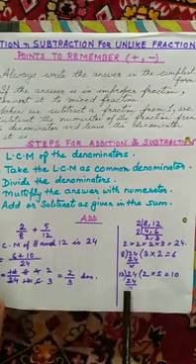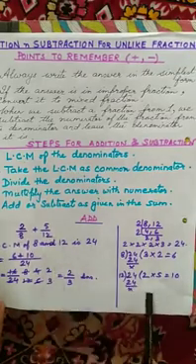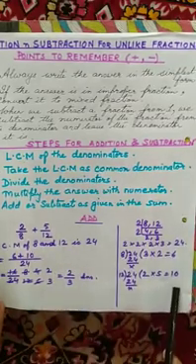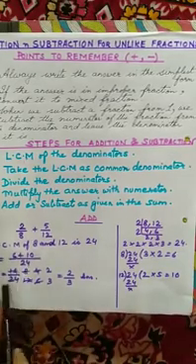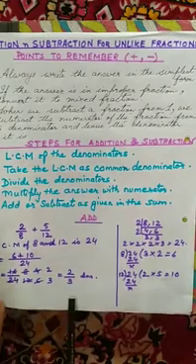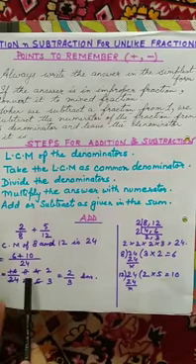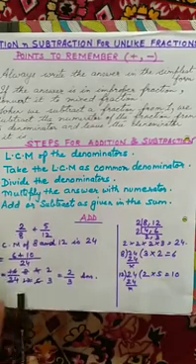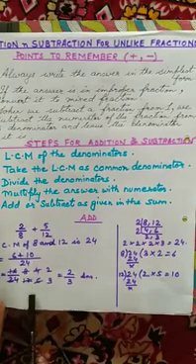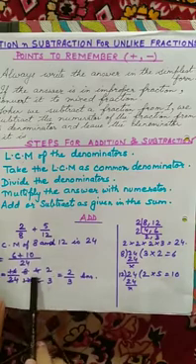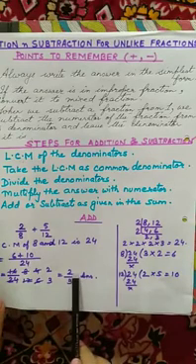We divide 24 by 12. 12 2s are 24. Multiply the answer with the numerator given. 2 into 5 is equal to 10. We write 10 here. 6 plus 10 is 16 by 24. Now we have to bring this down to the simplest form. So we divide 16 and 24 by 2. 2 8s are 16, 2 12s are 24. Again we can cancel by 2. 2 4s are 8, 2 6s are 12. 2 2s are 4, 2 3s are 6. So the answer we got is 2 by 3.